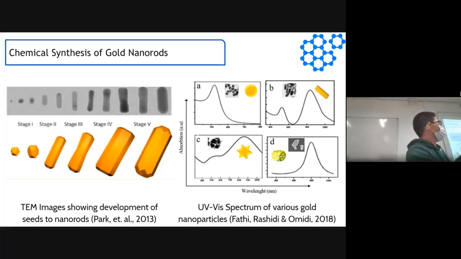Whereas for a nanorod, there are two planes. You can imagine there's a transverse plane as well as a longitudinal plane. So these two planes result in different absorption, and this leads to the different peaks shown on the spectrum. And then C is a star-shaped nanoparticle, and D is a cage-shaped nanoparticle. So this helps scientists to confirm what nanoparticle they've synthesized and how successful the synthesis process is.